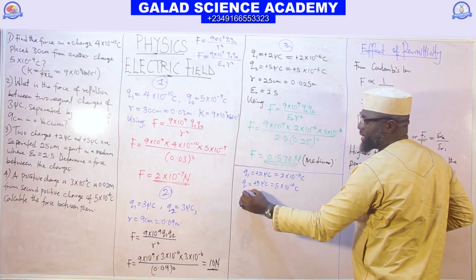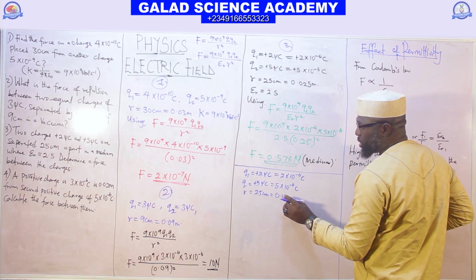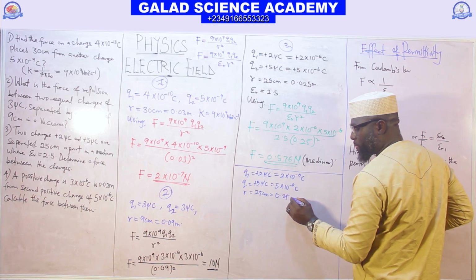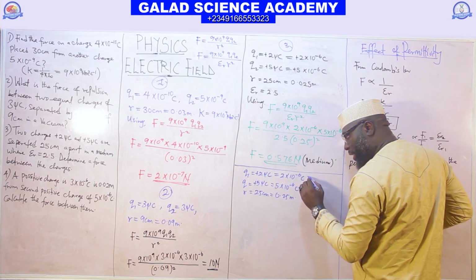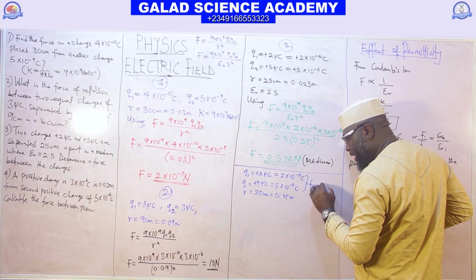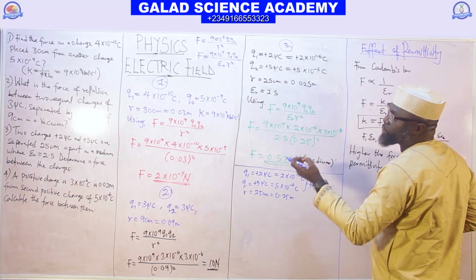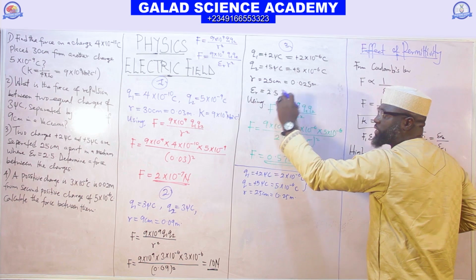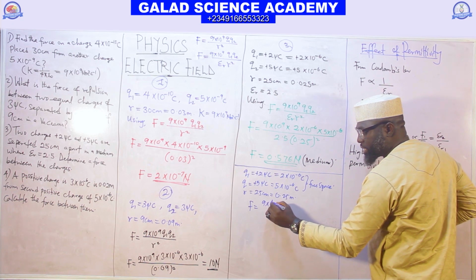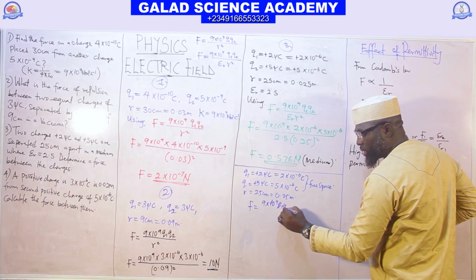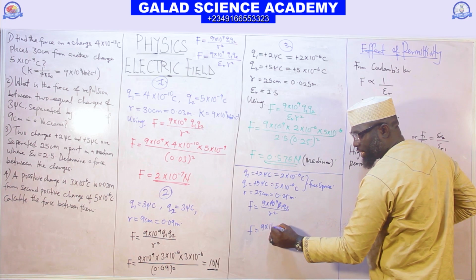What is the distance? The distance is 25 centimeters, which is 0.25 in meters. But here these two charges are in free space, which is vacuum, not in a medium. So if they are in free space, this relative permittivity of 2.5 is not needed. The formula used will be F = K Q1 Q2 over R squared, where K is 9 times 10 raised to the power 9.